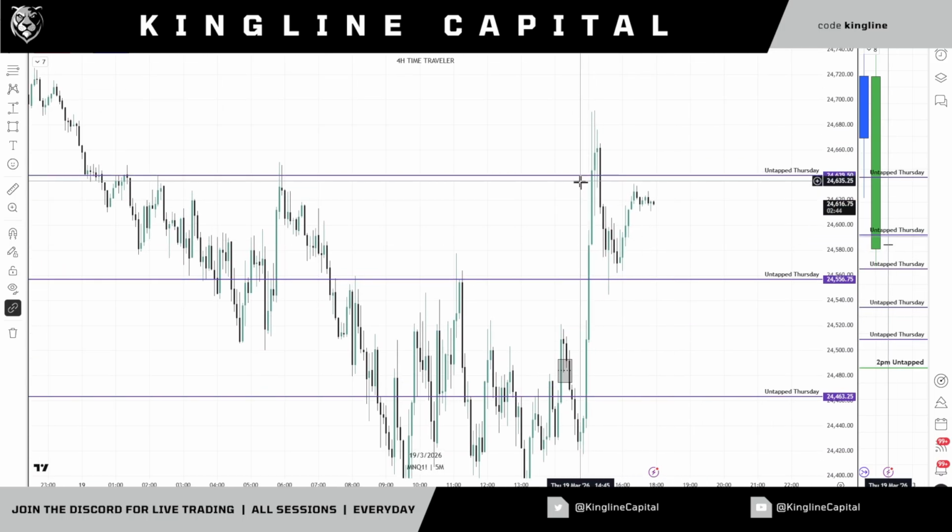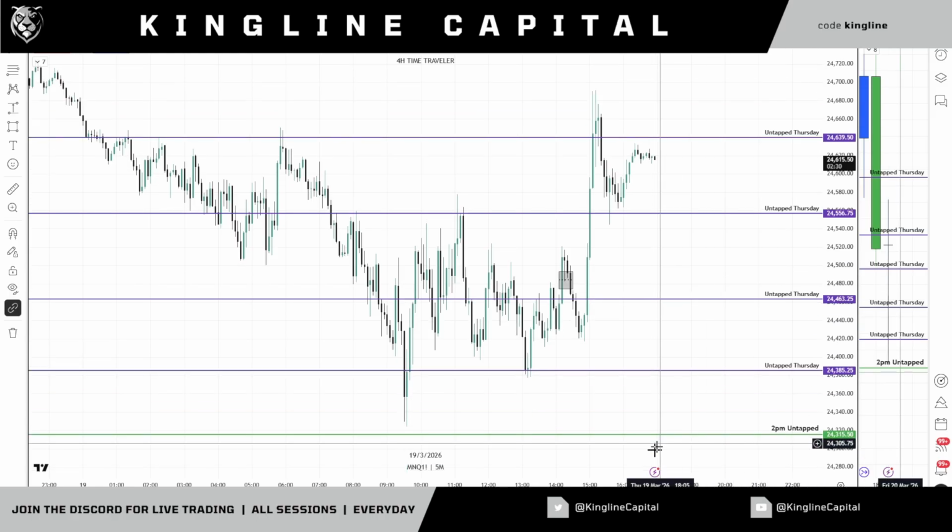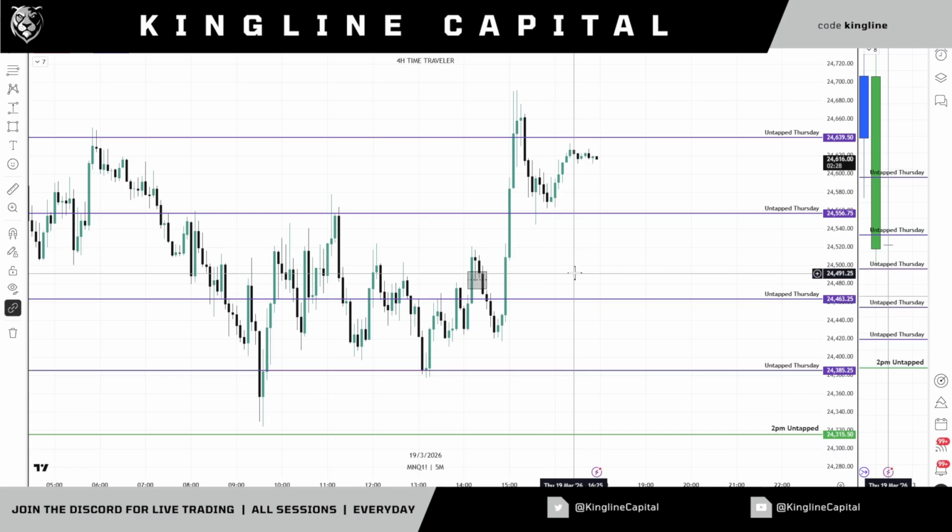And then back up to this level. Okay, another rejection. So we can see how these can also give us targets and confluence when we use it in conjunction with 4-hour or other things.